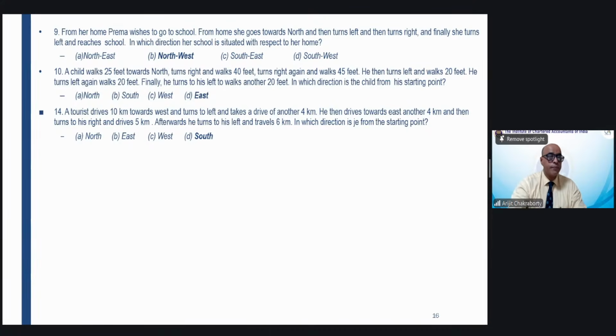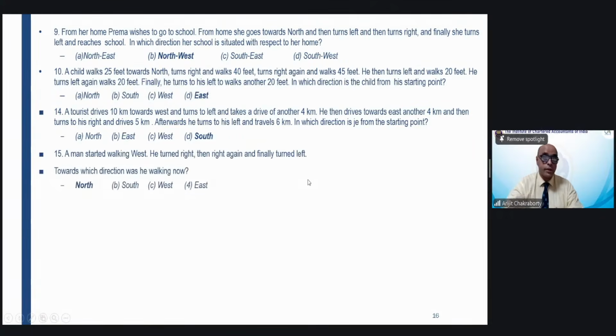The question is, in which direction is he from the starting point? Now, if you see from the starting point, the picture which I have drawn clearly shows that this tourist is basically south. He is south, absolutely. Yes, Tejasvi, it is basically south. South will be the answer. Yes, Angel, correct. So, 14th question, answer is south. The more questions you do, you will see that it becomes absolutely crystal clear.